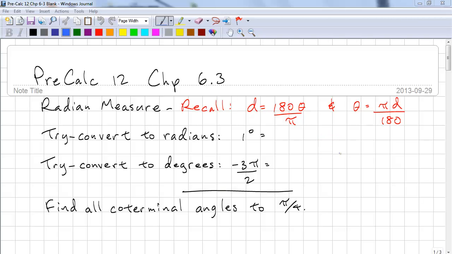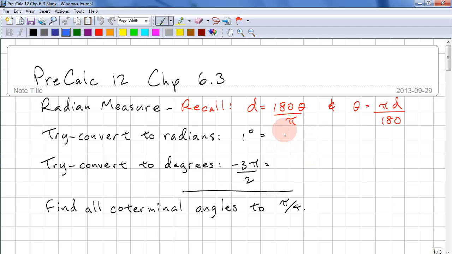Welcome to PreCalc 12, Chapter 6.3, and radian measures. Recall that we can convert between degrees and radians. The degrees is equal to 180 times the radian measure divided by pi. And the radian measure is equal to pi times the degree measure divided by 180. Try these two problems. Press pause, and then when you're done, unpause and look at the answers.